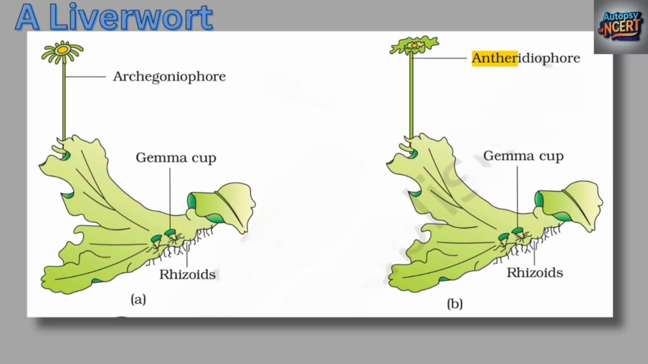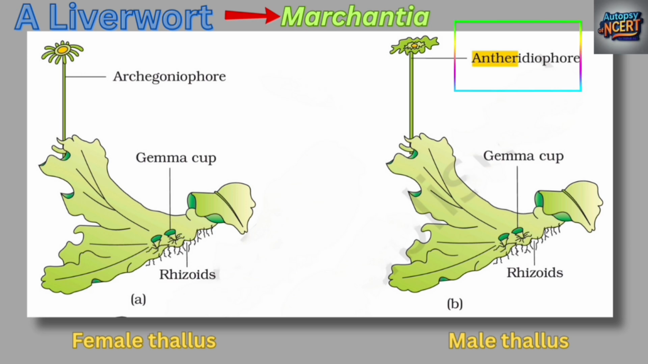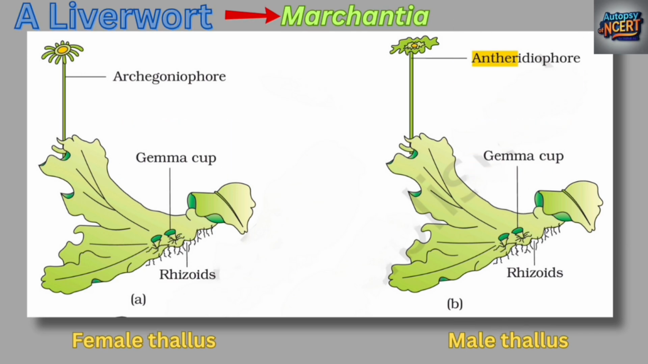A liverwort, Marchantia. Female thallus. Archegoniophore. Male thallus. Antheridiophore. Gemma cup. Rhizoids.